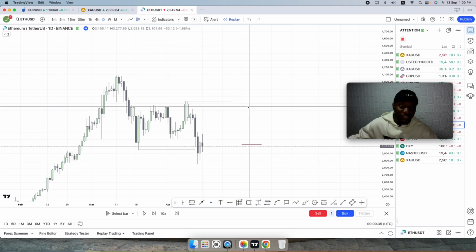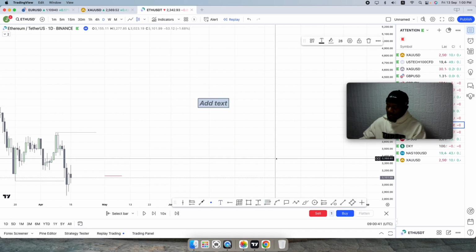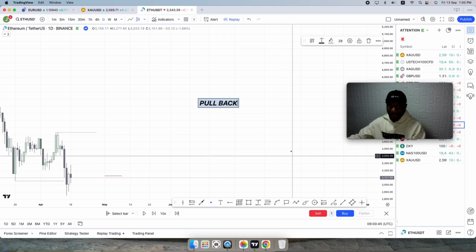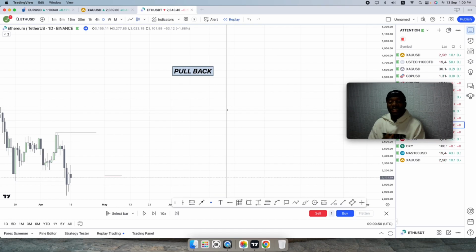Now, many of you in this trade might not understand what this word is. This is what we call pullback. Many of you might not understand what this really means. Now, pullback is when the market is about to reverse and correct a movement.